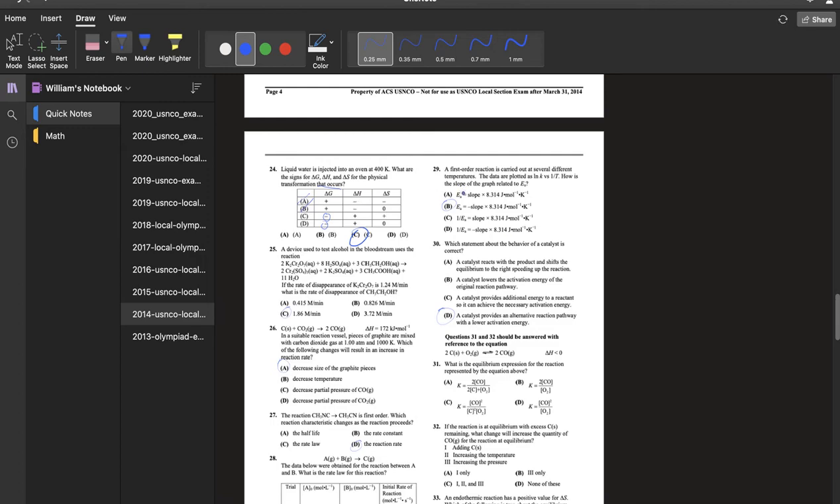So, okay, you're going from a liquid to a gas because you're injecting something into an oven at 400 K, which is above 100 Celsius. So your entropy change is going to be positive. Your enthalpy change is also positive because you're inputting heat that disrupts the hydrogen bonding of the water and makes it become a gas. So that's why you have C.